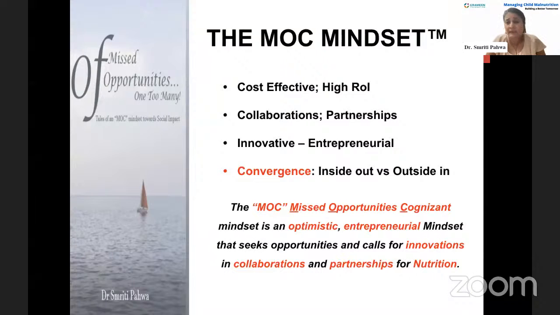I truly believe that in any scenario, even one missed opportunity to address social impact and nutrition is one too many. We can't afford it, and after the pandemic, we really cannot afford it. So what I did today was from the book, and the book is a compilation of case studies of projects that I have led and designed from this mindset.